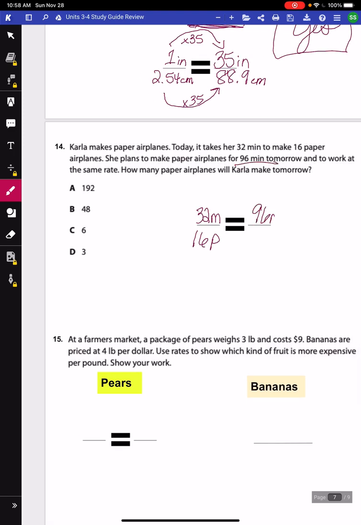So that's going to go on top because minutes has to stay with minutes and planes have to stay with planes. So what do I do to 32 to get 96? Multiply by 3. What do I do to the top? Got to do the bottom. So 16 times 3 gives me 48 planes. So how many paper airplanes will she make tomorrow? 48.